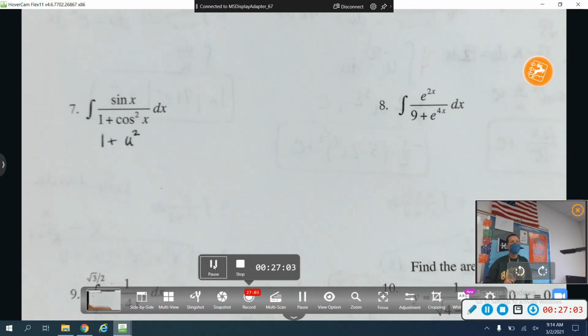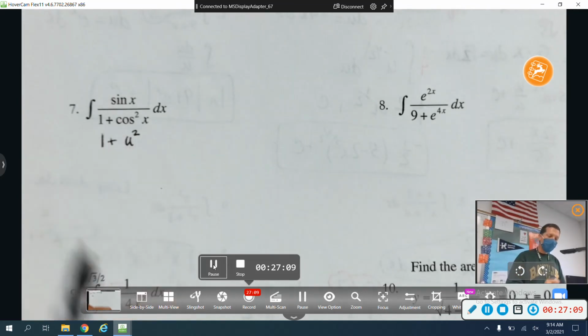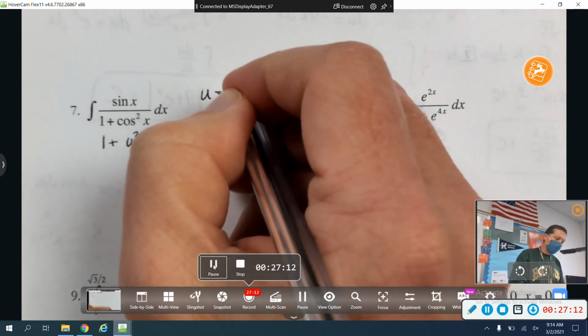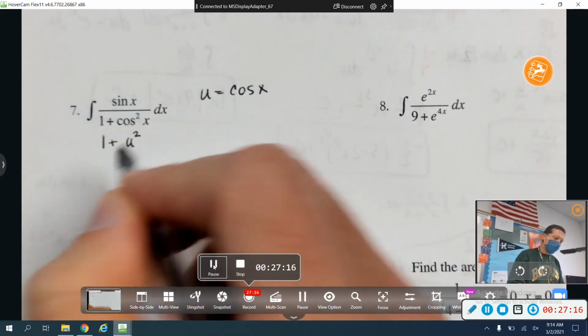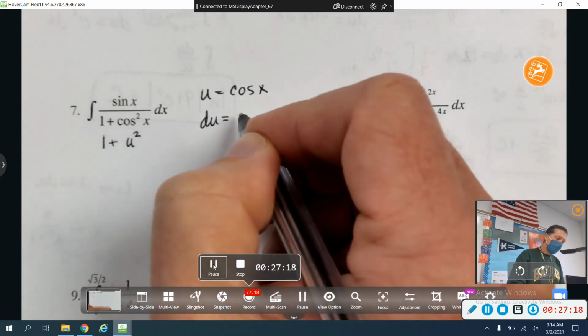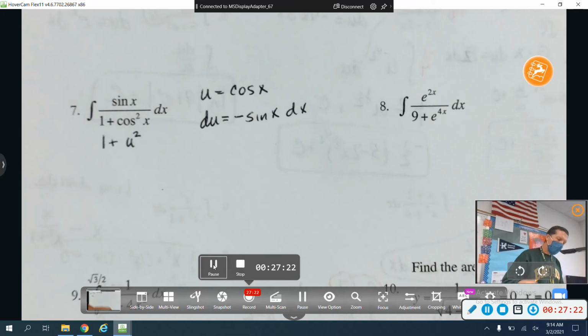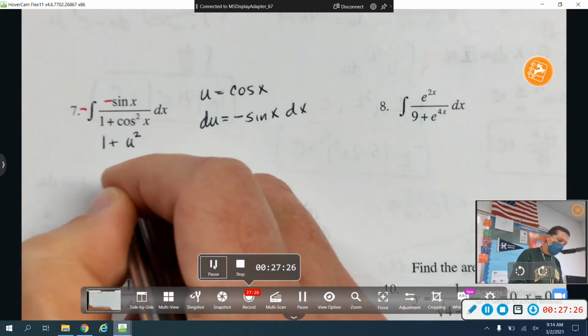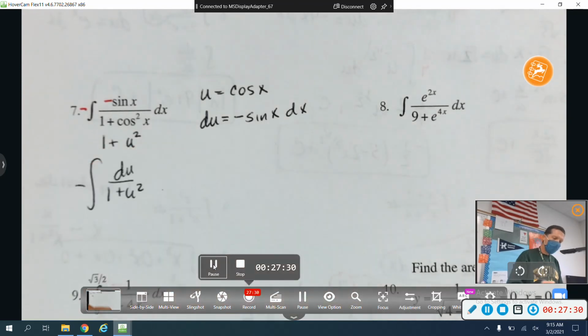Is 1 plus cosine squared equal? So it looks a little bit like tangent, especially if u is cosine. Then this would match up with inverse tangent. du then is negative sine. So we end up with du over 1 plus u squared. That looks like inverse tangent.